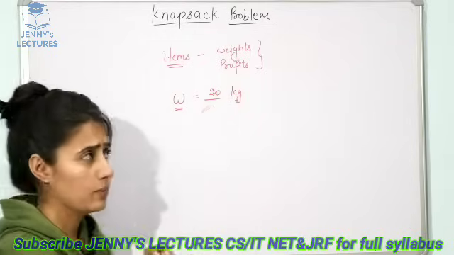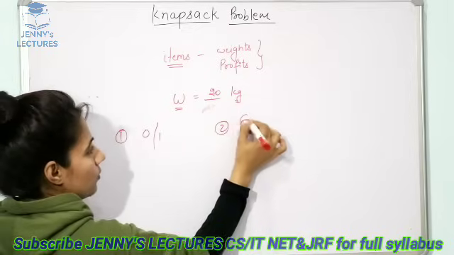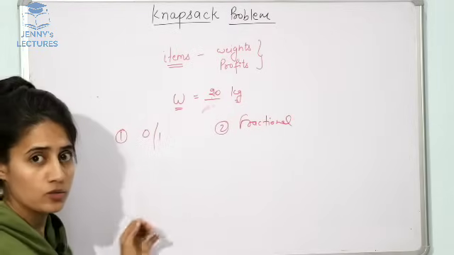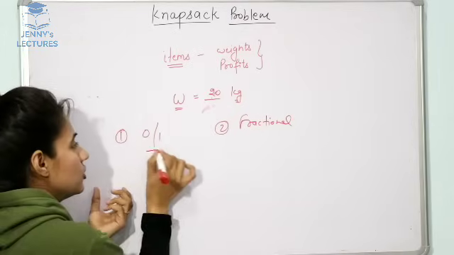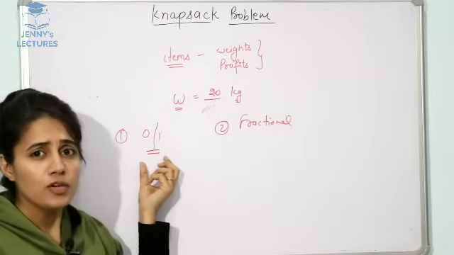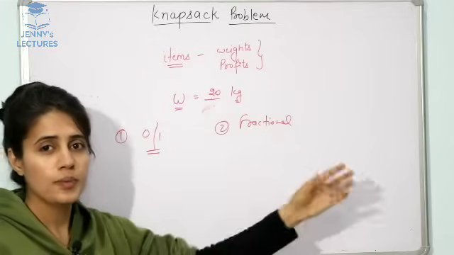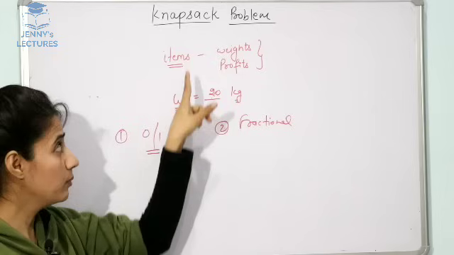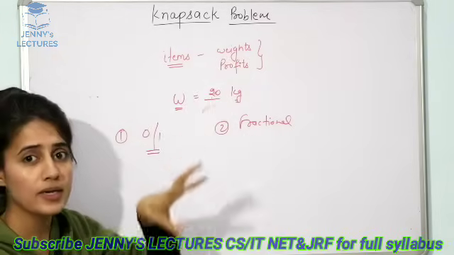So two types of knapsack problem are there. One is the 0-1 knapsack problem and the second one is the fractional knapsack problem. Today we will discuss the 0-1 knapsack problem. What is there in this problem? Either you pick the item completely or you do not pick the item, meaning either 0 or 1. 0 means you have not picked that item, 1 means you have picked the complete item.